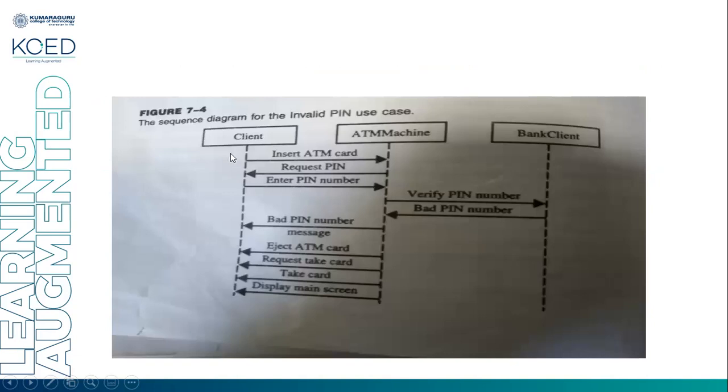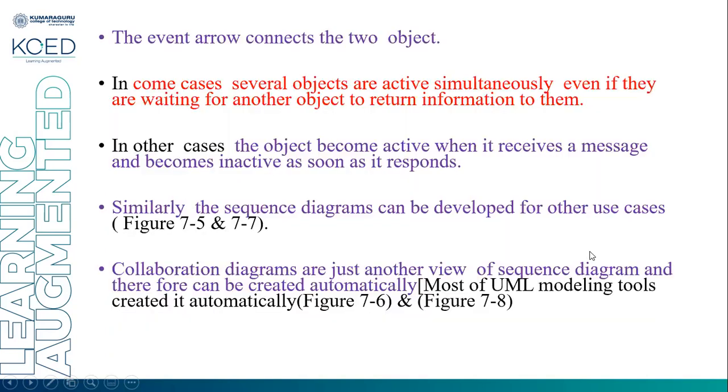So see here, the sequence diagram for the invalid PIN use case. There are the objects client, ATM machine, and the bank client. The client inserts an ATM card, the ATM machine requests a PIN number, the client enters the PIN number, and the ATM machine verifies the PIN number with the bank client. The bank client says it is a bad PIN number. The message is displayed to the client. It ejects the ATM card and requests the client to take the card. It ensures that the card has been taken and displays the main screen. So the sequence diagram for the invalid PIN use case is shown here.